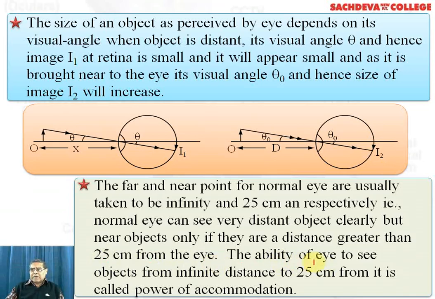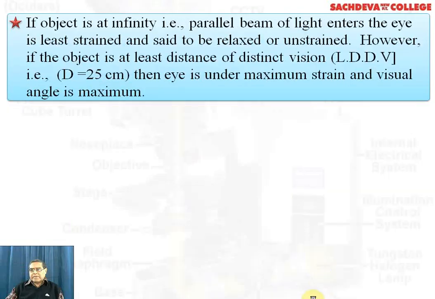The power of the eye to focus objects far off in space is called the power of accommodation. The ability of the eye to see objects from infinity to 25 centimeters from it is called the power of accommodation. More literally, it means that the normal human eye has the tendency to focus objects in space, especially stars and planets.